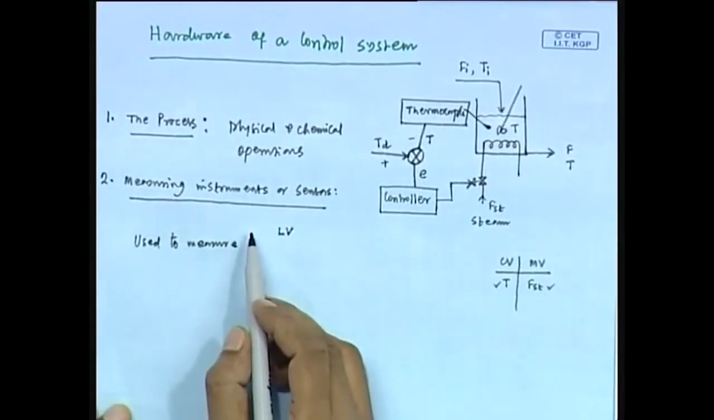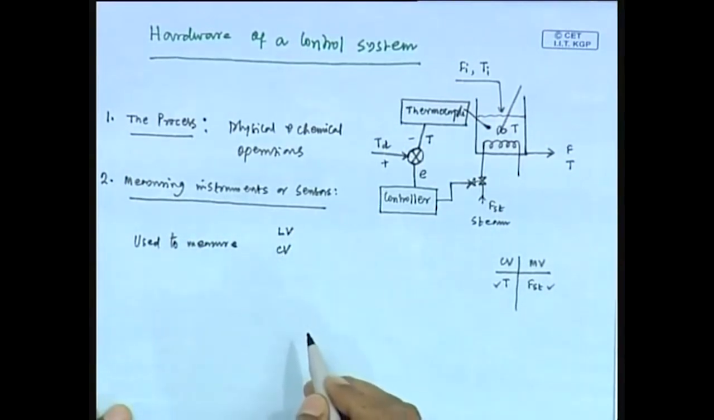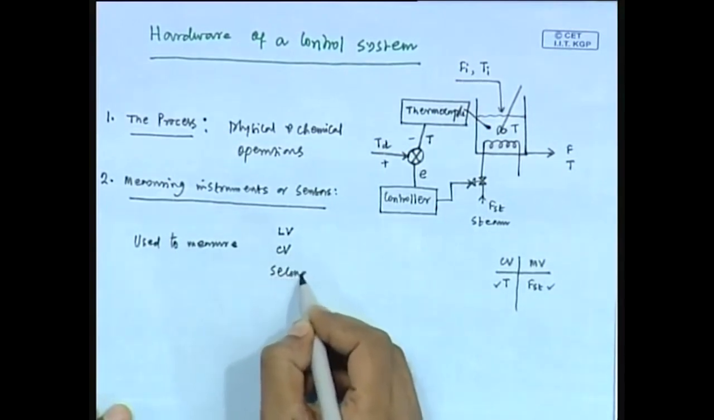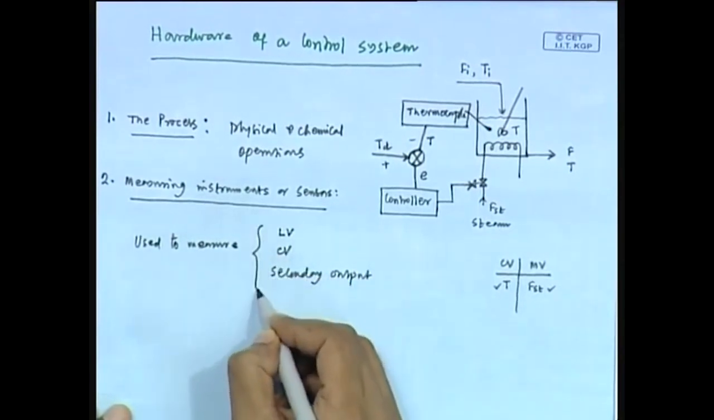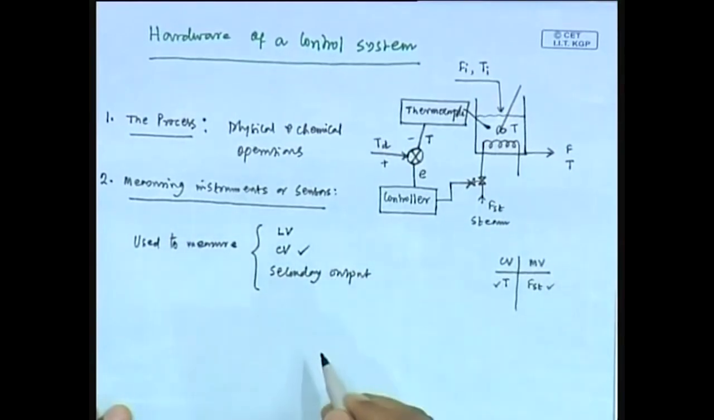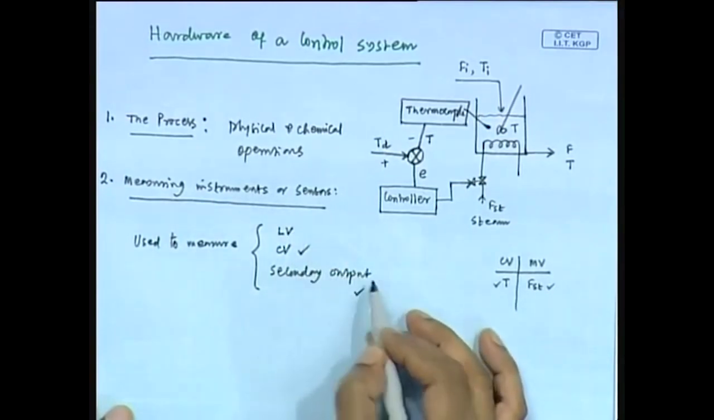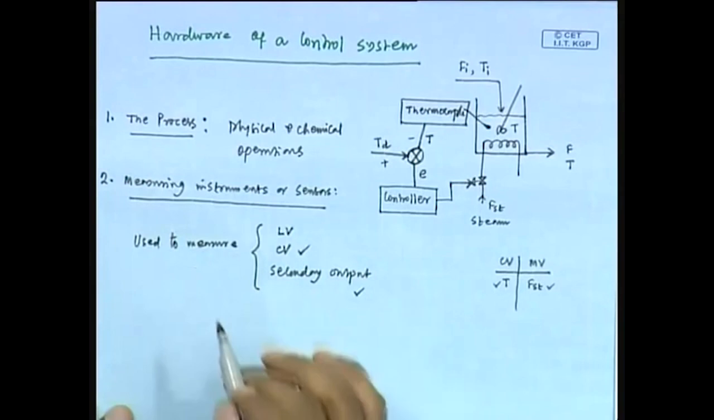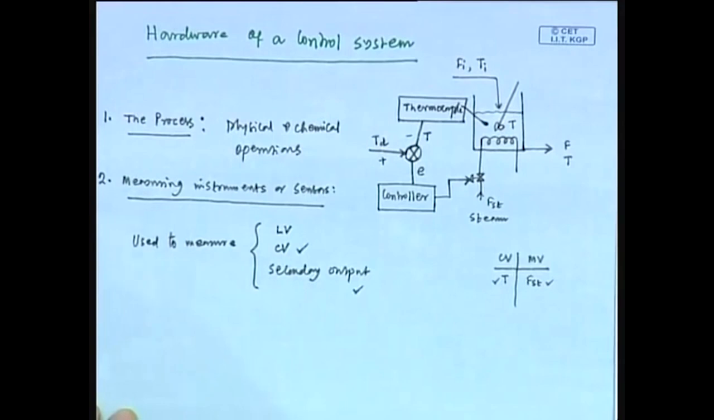These sensors are used to measure control variable and secondary output. Third one is secondary output. Although we have shown here only the measurement of control variable, we can measure also the disturbance variable and secondary output by the use of the measuring device or sensor. So, we will just discuss in brief what are the different measuring devices used for different variables.